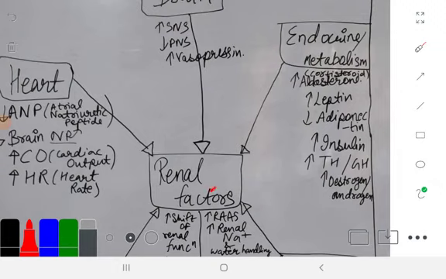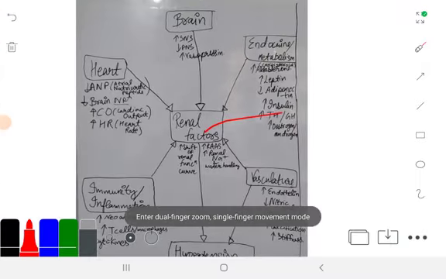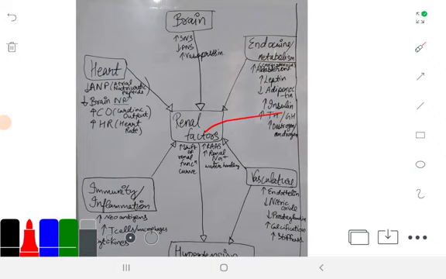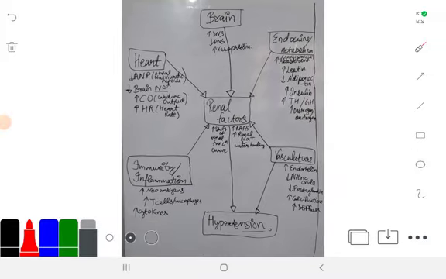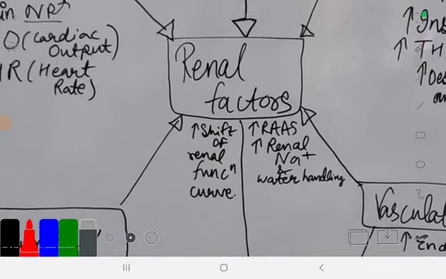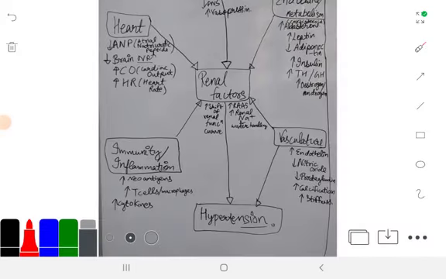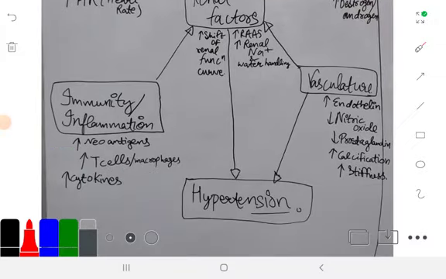So these all, the heart, brain and endocrine metabolism, or the immunity and inflammation, are the factors which affect renal factors, and renal factors include an increase in renin, angiotensin, aldosterone system activity, an increase in renal sodium and water handling, and an increasing shift of the renal function curve. So these all cause hypertension to develop, which includes an increase in the blood pressure.